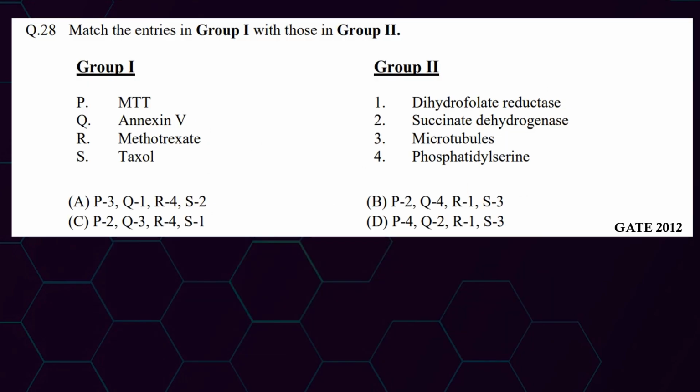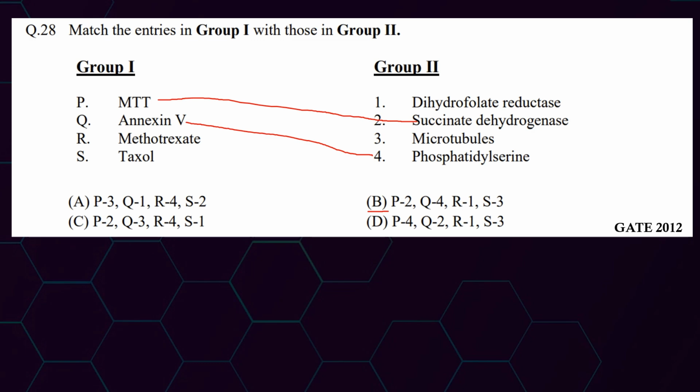So let's match it here. For MTT, it is succinate dehydrogenase. So P2 we have in B and C. Then we have annexin 5. Annexin 5 is phosphatidylserine, that is Q4. So Q4 is only in B. So you already have your answer, but let's see other options.